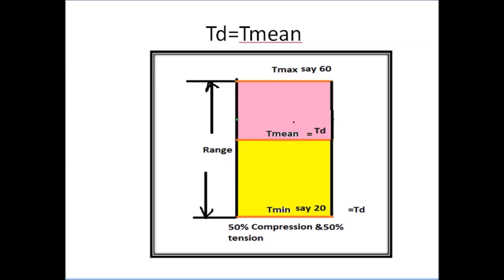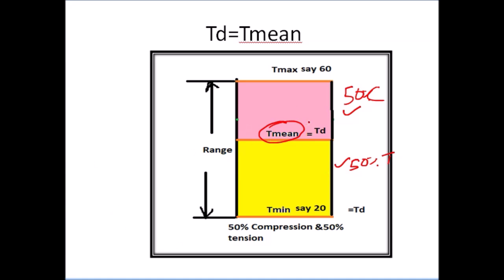Now let us see this criteria. Let us fix TD at a mean value, at a mean average. Now we are not getting the highest tension and not the highest compression, we are getting only 50% tension and 50% compression. When we are at mean, we have two choices: we can go towards max or we can come towards minimum, right? Compared to the previous cases where we have 100% compression or 100% tension, this case is better. We have only 50% compression and 50% tension.